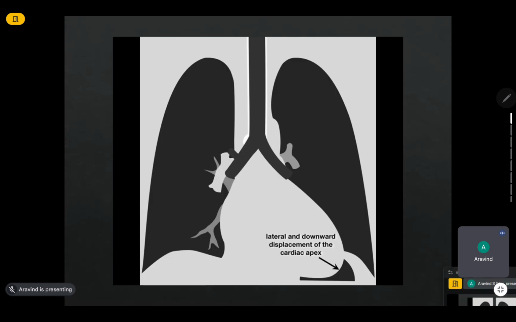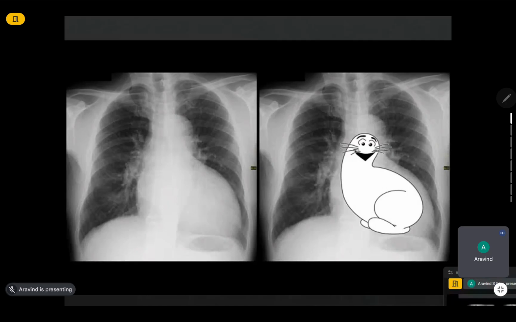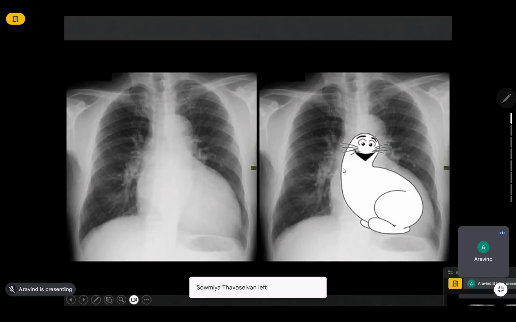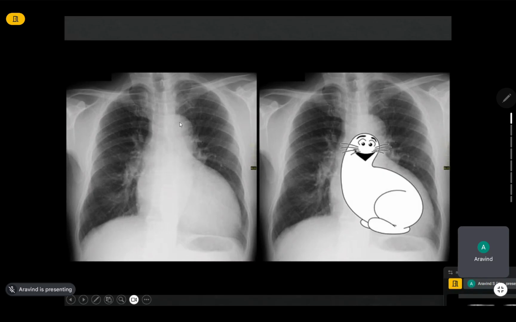Next, left ventricular enlargement. The left border of the heart is usually comprised of the left ventricle, and the left ventricle is enlarged. So the apex of the heart would be displaced laterally and downwards. It is called the Snoopy sign. Snoopy is actually a fictional character, a comic character. So the heart appears to be in the shape of Snoopy. So if the Snoopy sign is present, it indicates that the left ventricle is enlarged. You can see the apex is displaced downwards.